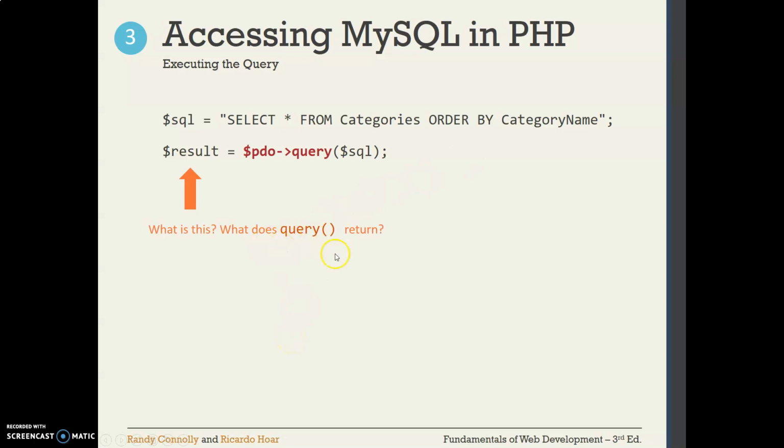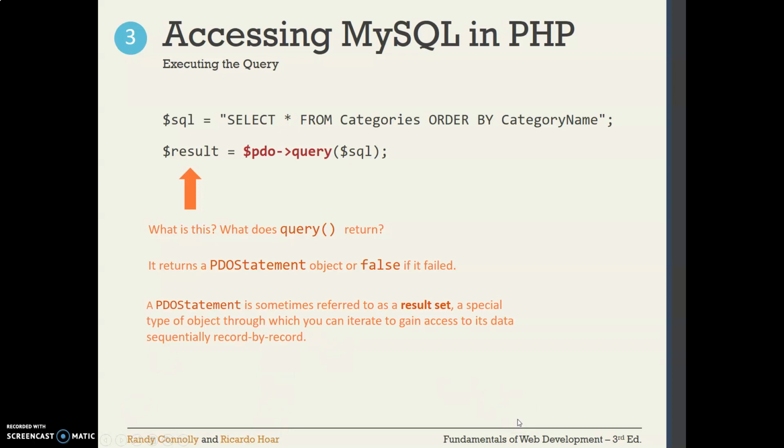At any rate, what does query return? Well, query returns something called a result set. In fact, it's actually an object called PDO statement. We'll see what this thing does. It's got a lot of different kinds of things it can do. It also will return false if it failed. So this means you can have some kind of conditional after it, like if result or something to that effect.